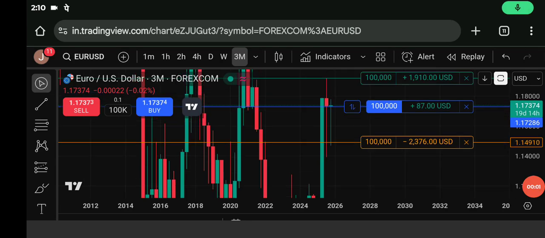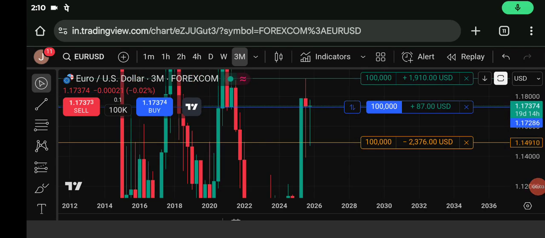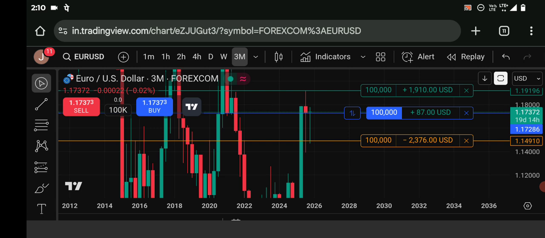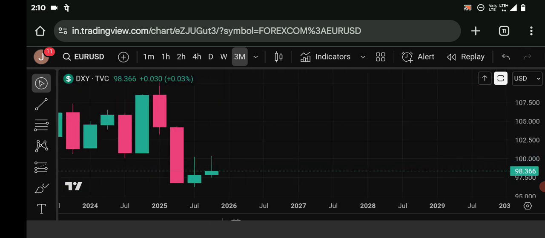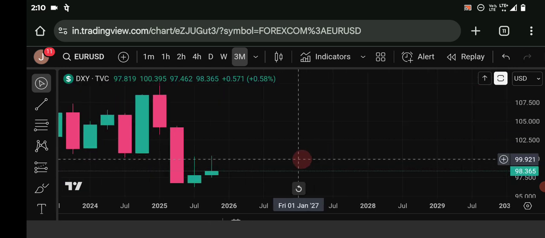Folks, this trade is gonna be the swing trade, and we are directly on the 3-month chart without wasting any time. So let's get started. On the DXY chart, you could see that we have entered into this.